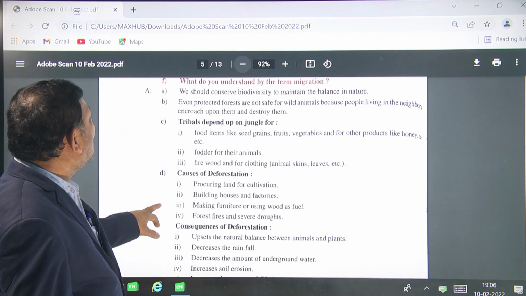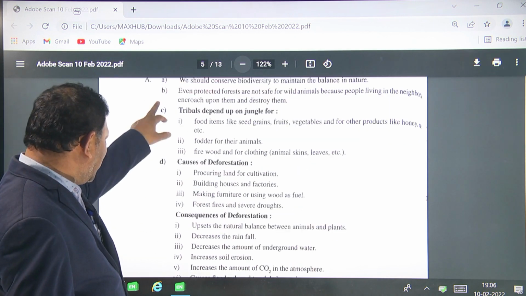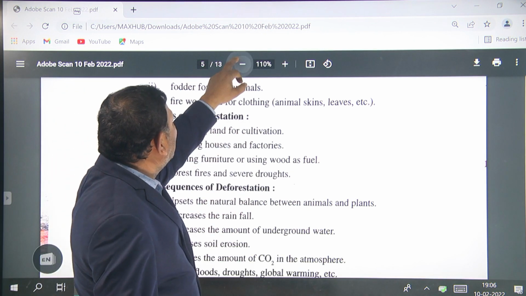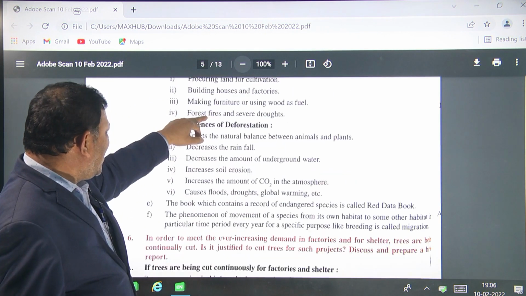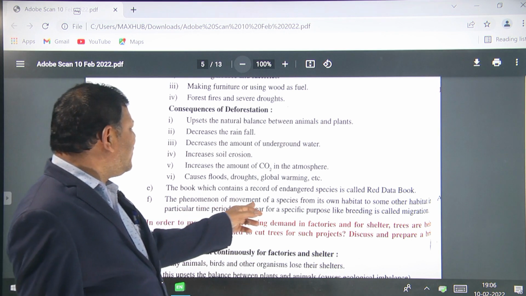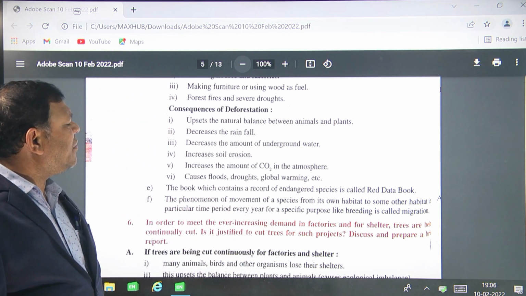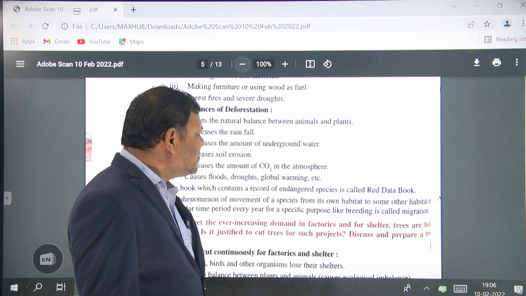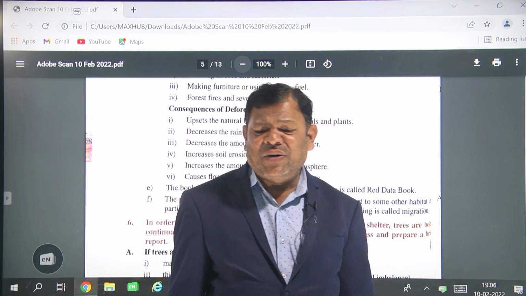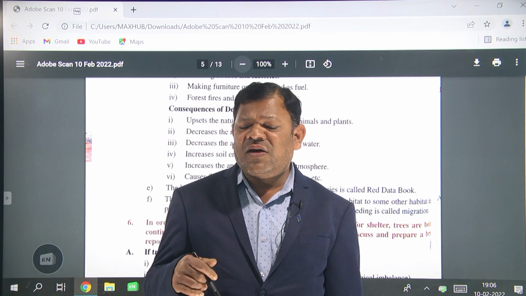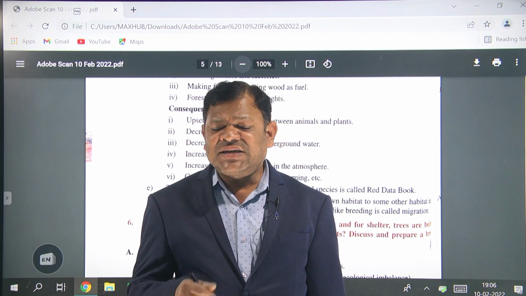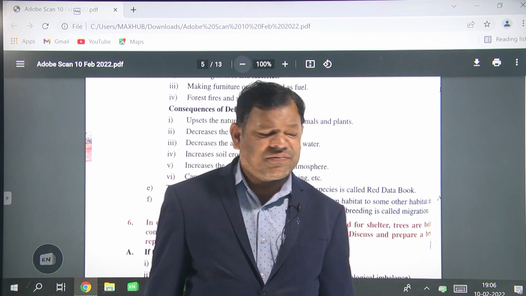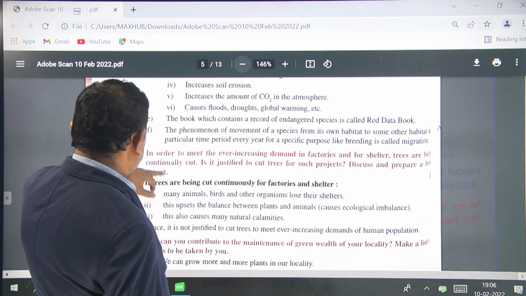Last question, how do you understand the term migration? Migration means the phenomenon of the movement of a species from its own habitat to some other habitat in a particular time period every year for a specific purpose like breeding. Animals can move from one place to another in search of food, shelter and for breeding purposes, and that is known as migration. Okay, next.